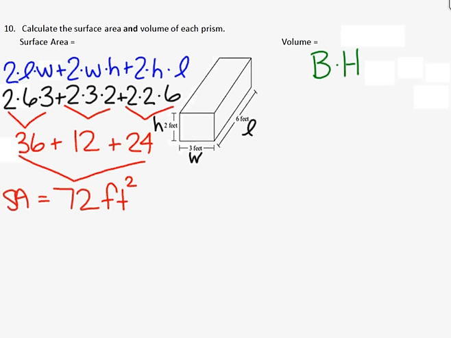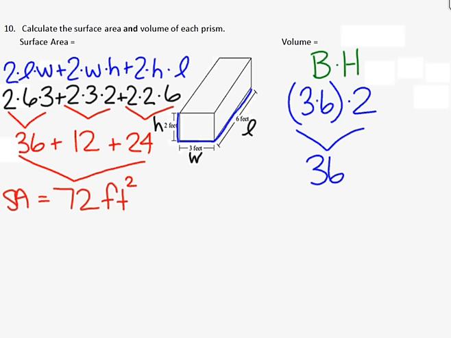Okay, on to volume. Capital B, remember that's area of the base. So area of the base is going to be this 3 by 6 rectangle. So that's my capital B. And then height is 2. So when we multiply all of those together, we're going to get 36. And then correct units will be feet cubed. So we'll use an exponent of 3 to represent our volume.